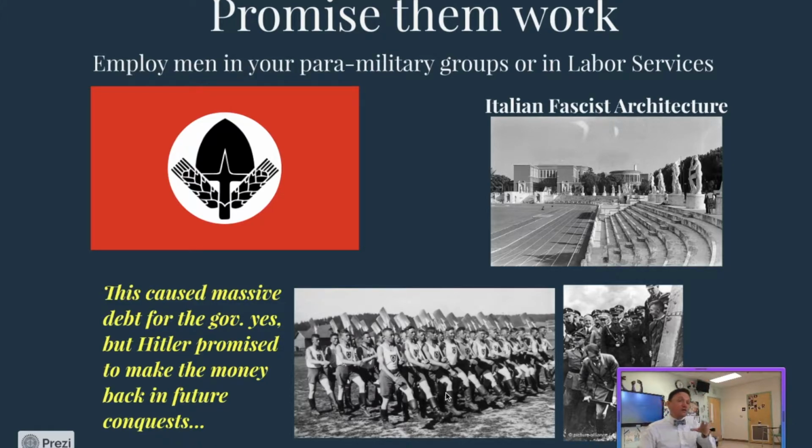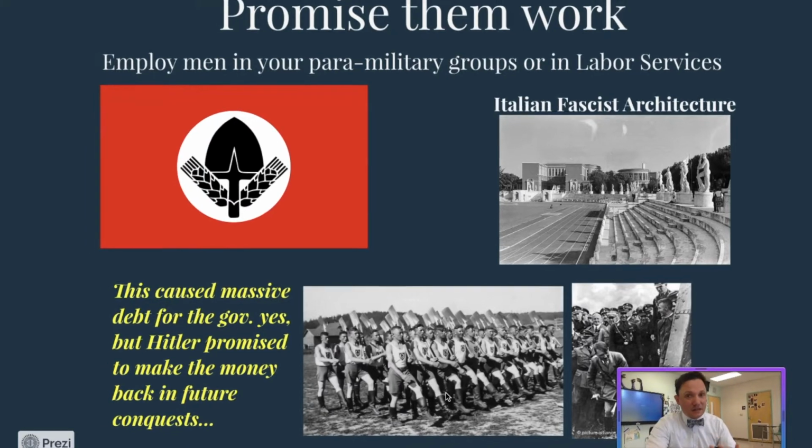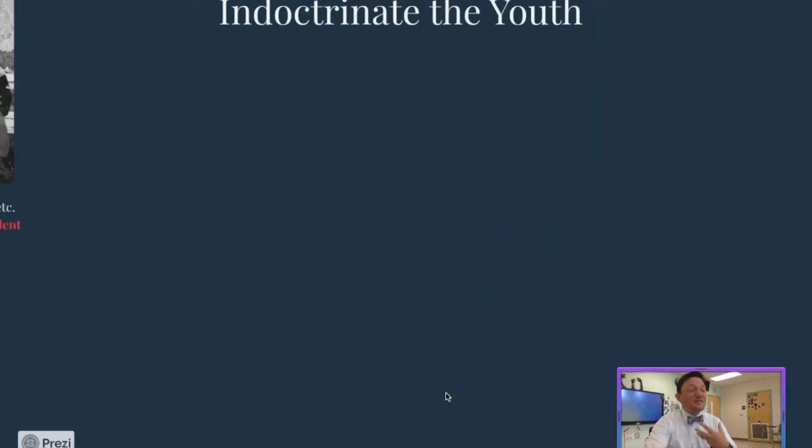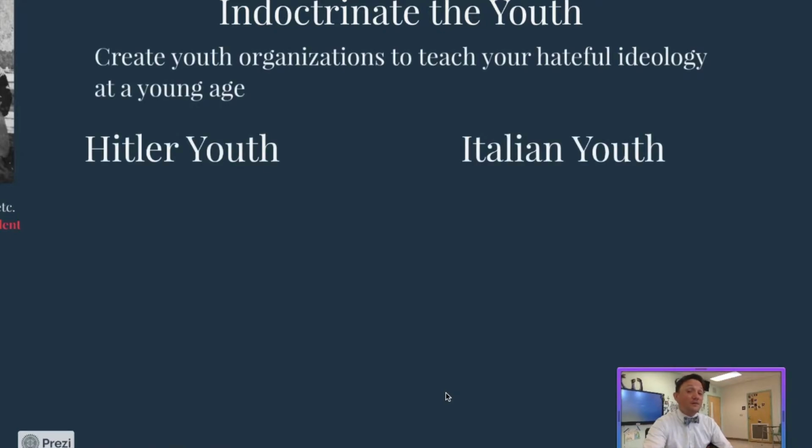So even early on in Germany's fascist recruitment and the development of their fascist nation, based on the hatred of other people, another big way he's going to convince people that he is the proper way to go, which he's not, because he's evil, right? And he goes against basically every single Christian value that we ever actually teach at this school. This caused a massive debt for the government, yes, but Hitler promised to make the money back in those future conquests, right? So he's even talking about invading areas of Europe early, right?